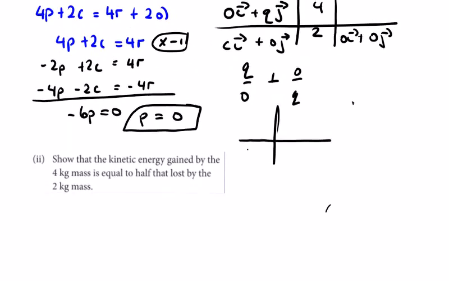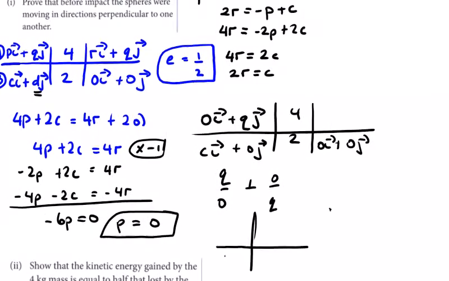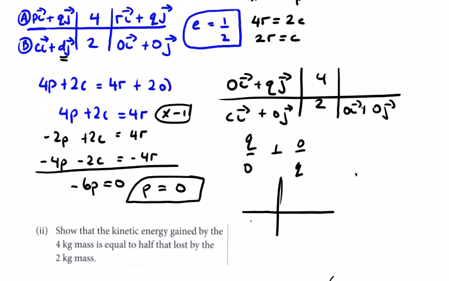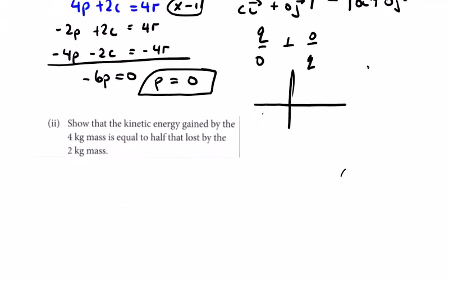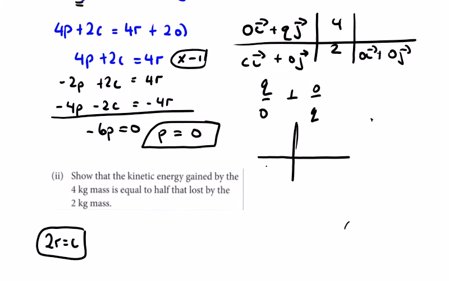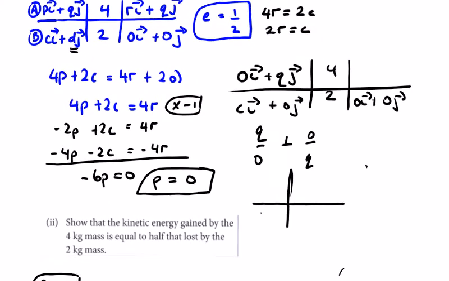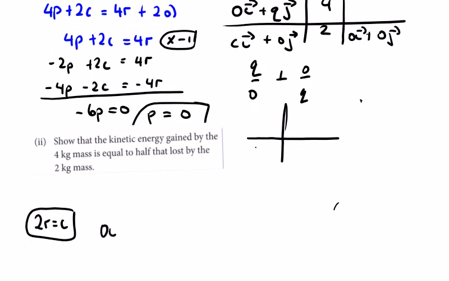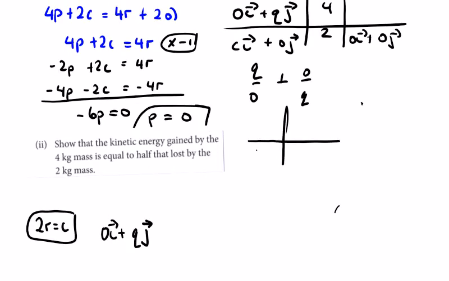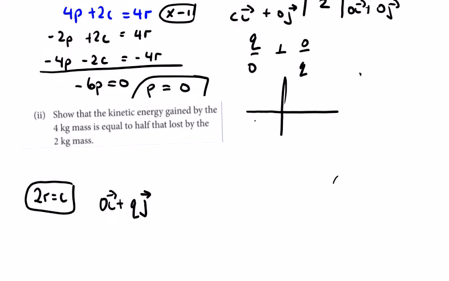Then we're asked to show that the kinetic energy gained by the 4 kilogram mass is equal to half that lost by the 2 kilogram mass. So what do we have? We have 2R is equal to C. So let's see, will that help us here? If we set up our equations again, we have Pi plus Qj, so your 0i plus Qj. We have Ci plus Dj, Ci plus 0j, we said for D.